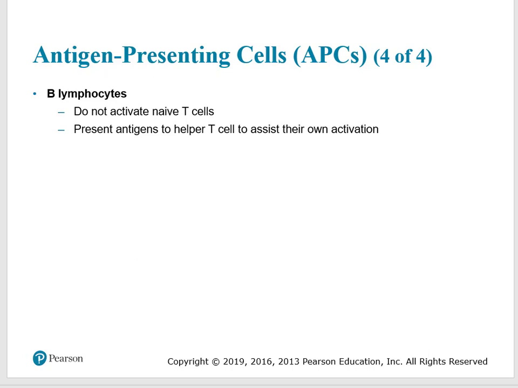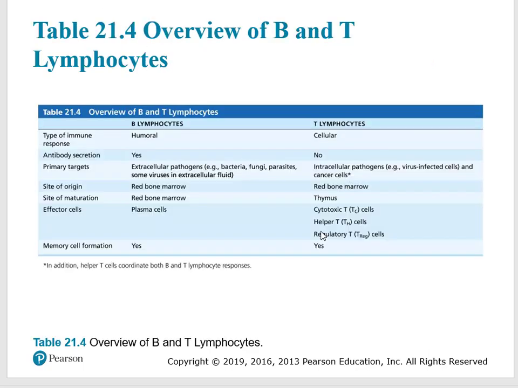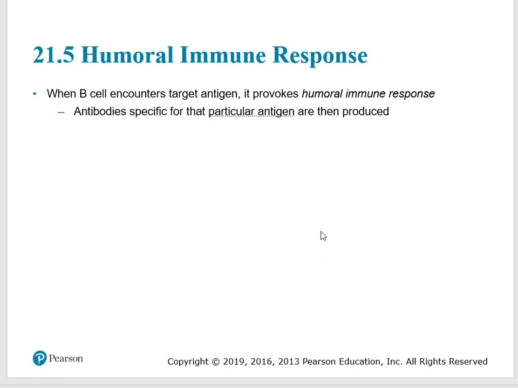B lymphocytes basically do not activate naive T cells, but they help in assisting the T cells. We're going to start off with the humoral immune system first in detail and then move on to the cellular immune system.